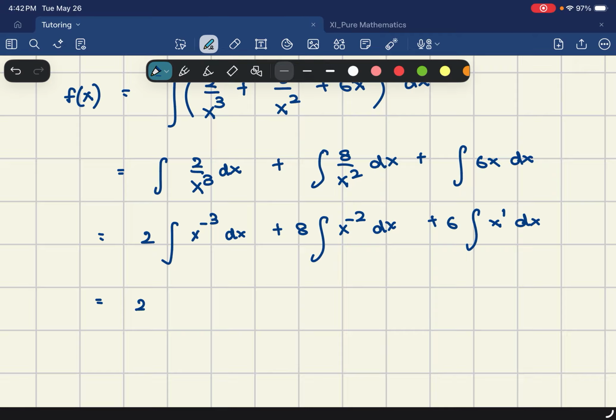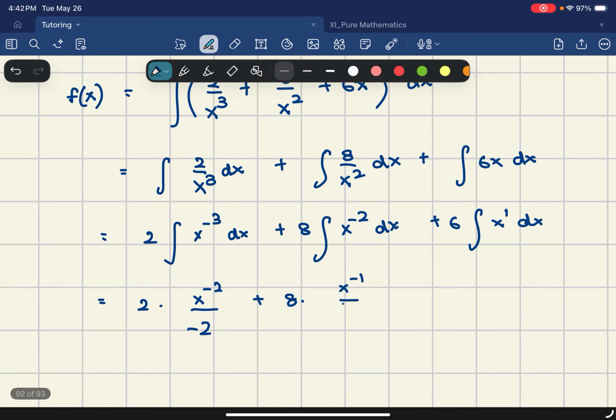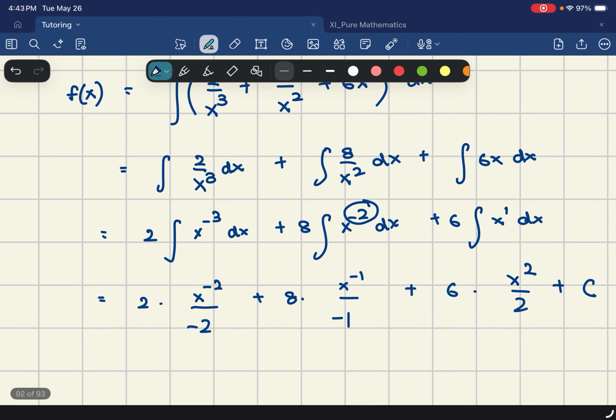So now we are going to integrate. 2 times x to the power minus 3 plus 1 is minus 2, divided by minus 2, right? You have to divide by the new power. Plus 8 times x to the power minus 2 plus 1, which is negative 1. I need to add 1 to the power, and I need to divide by the new power. Plus 6 times x to the power 1 plus 1 is 2, divided by 2, plus big C, containing all the constants together.